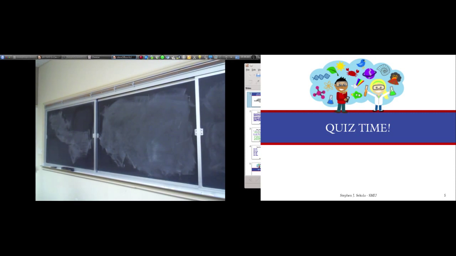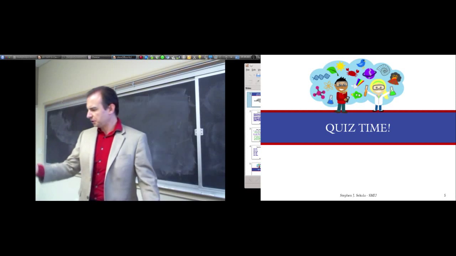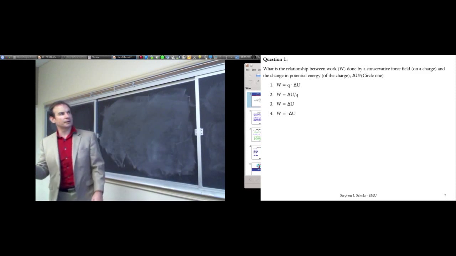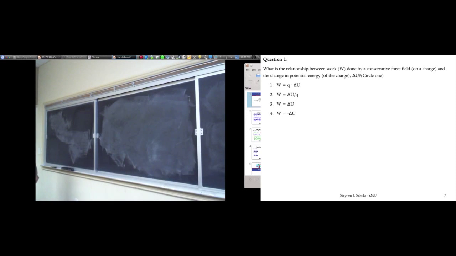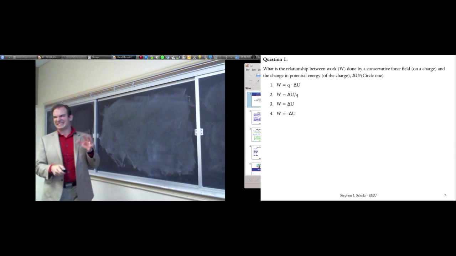Okay, so let's go over the quiz questions here. Bless you. Or Gesundheit, or whatever. Okay, so what's the relationship between work, W, done by a conservative force field on a charge in this case, and the change in potential energy of that charge, delta U? So we've got a lot of notation we're going to start exercising today. That's kind of why I tossed this in, also to see if you had paid attention to the basic definitions, which we'll exercise today, okay?